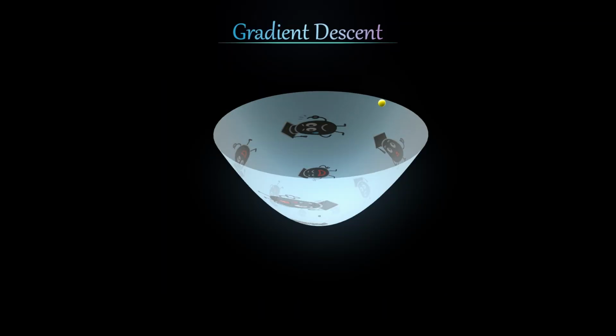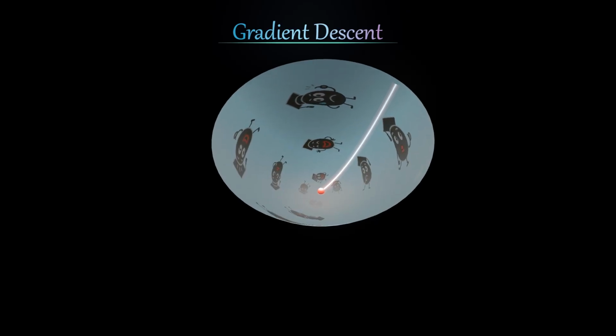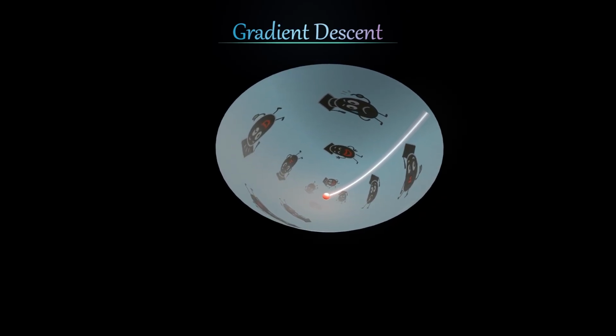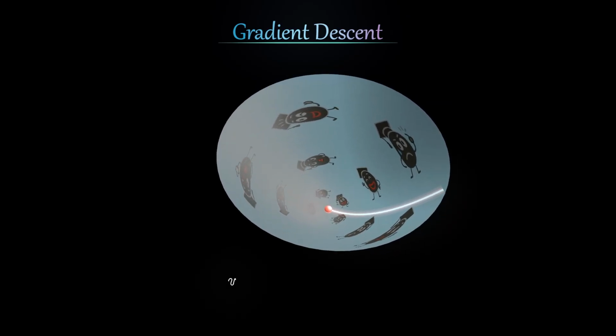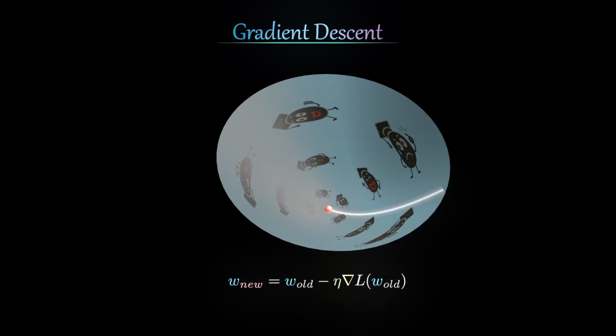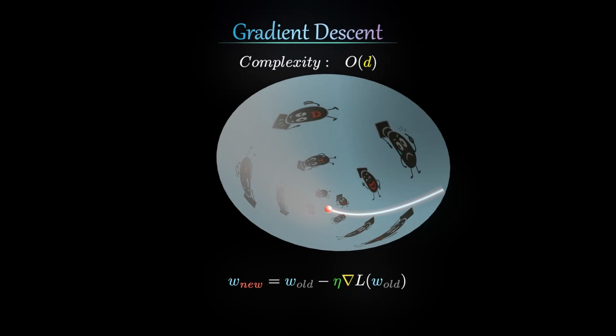We use iterative methods, and the most famous one is gradient descent. Gradient descent gradually moves toward the optimal W step by step. How does it know which way to move? As you might have guessed, it goes in the opposite direction of the gradient, because that's the direction of the steepest descent, the fastest way to decrease our loss. Mathematically, this process can be written like this. This update rule allows us to efficiently find W with a time complexity of roughly big O of D, which is far more efficient than the direct solution.